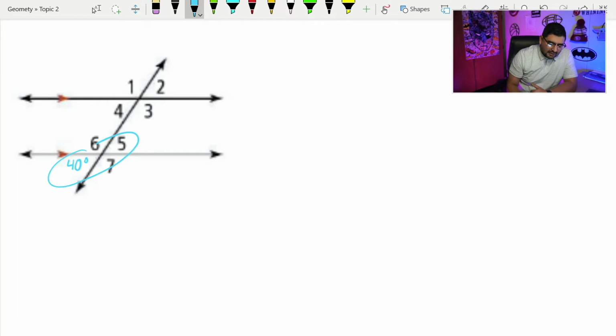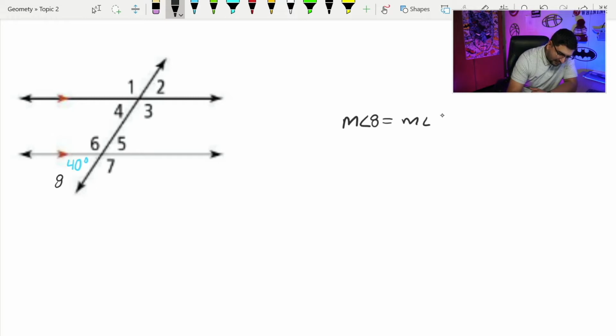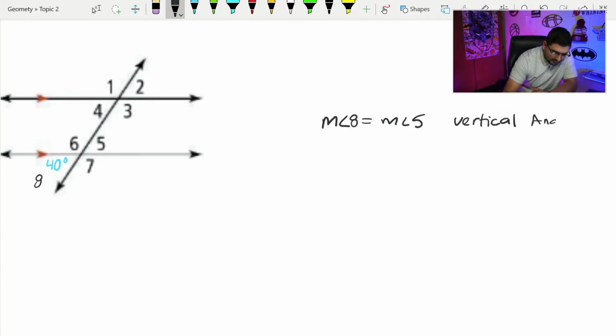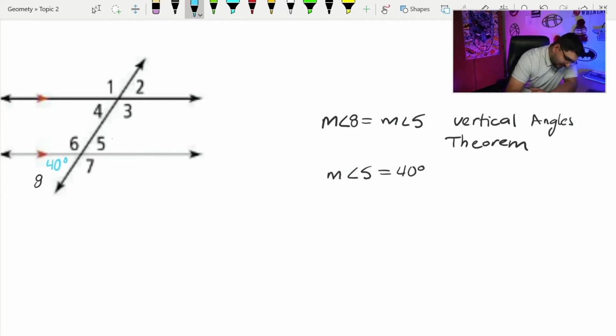So I know that these 2 angles, and we're going to call this one angle 8. I know that angle 8 has to equal the measurement of angle 5 based on the vertical angles theorem. So that would tell me that the measurement of angle 5 would also have to be 40 degrees. So this here is also 40 degrees. Based on the vertical angles theorem, any angles that are right across from each other have to be identical.